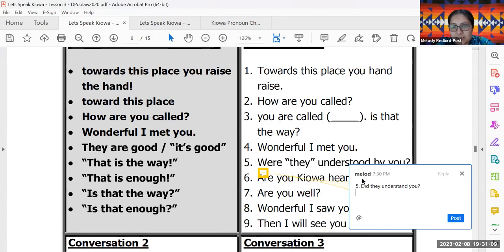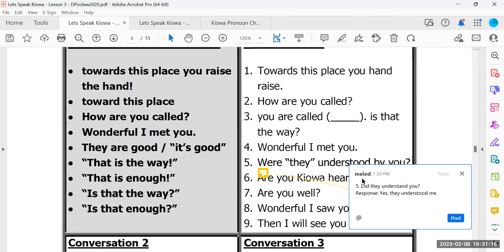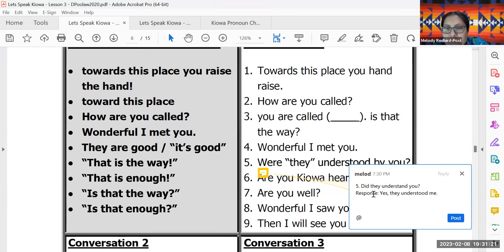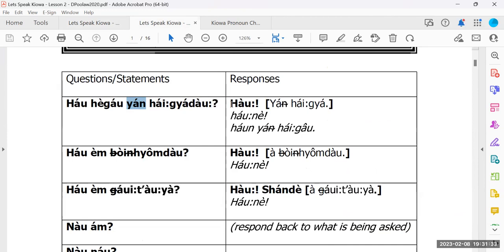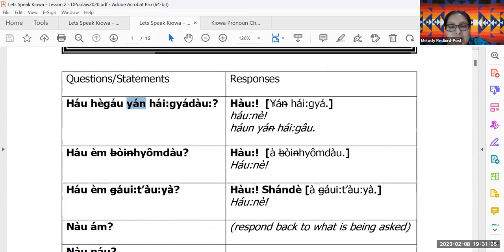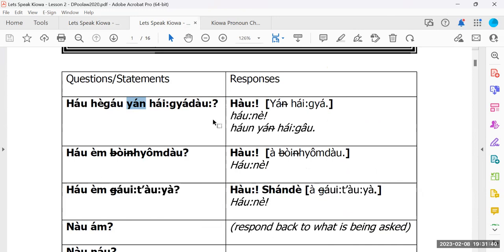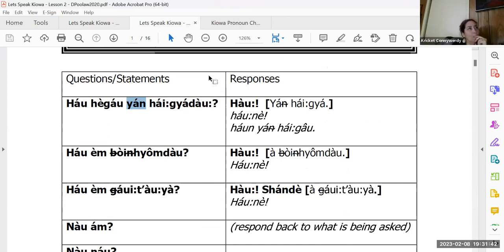And then ha, hey, ga, bait, hi, yeah, or hi, ya, da. Is it hi, yeah, because it's past tense? Just hi, yeah. Okay. So did they understand you, which is ha, hey, ga, bait, hi, yeah. And then the response, ha, bait, hi, yeah.